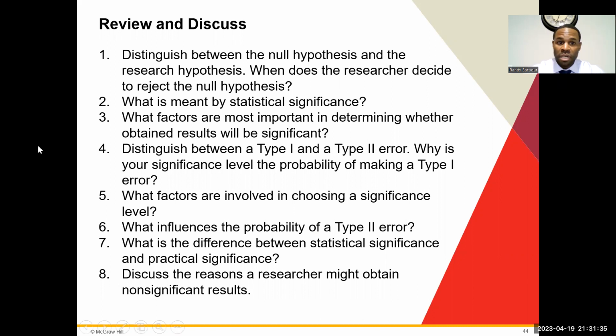Right here are the review and discussion questions. Use these for the exam that we'll have on the 27th, I believe, of April. That'll cover the last 4 chapters. So be mindful of that as we move forward. Okay, if you can answer these questions, you'll be pretty good come exam time.